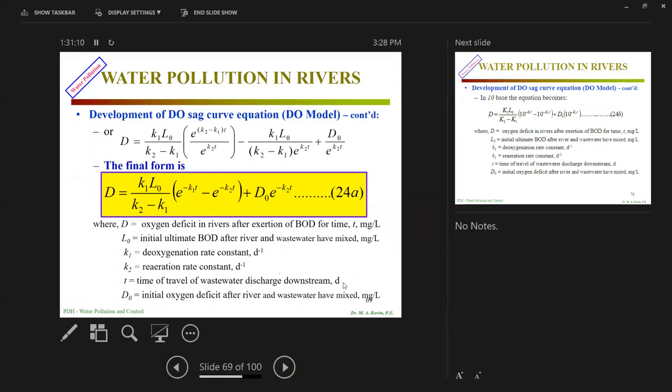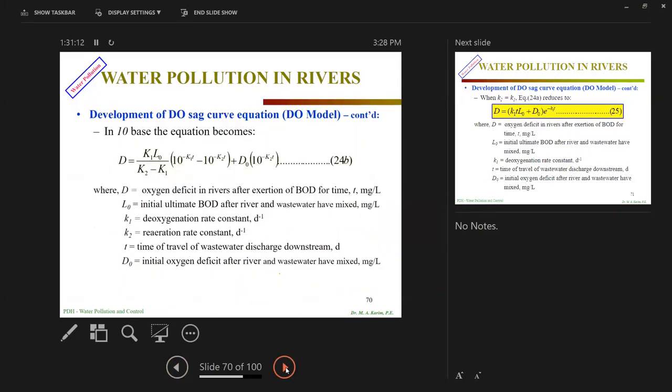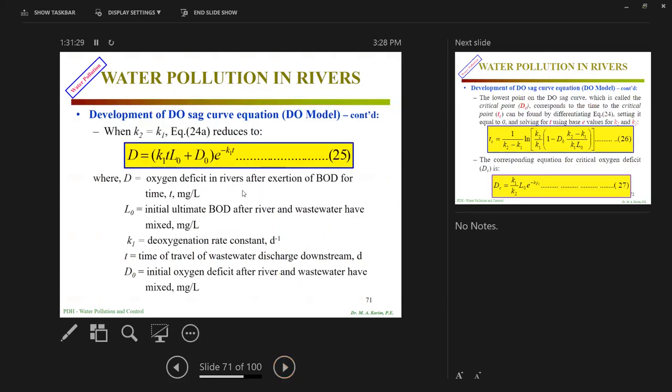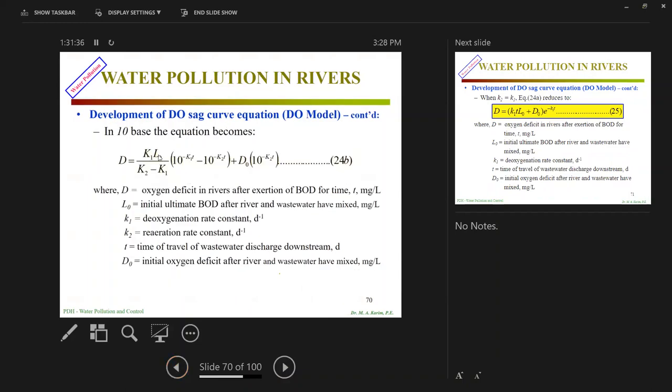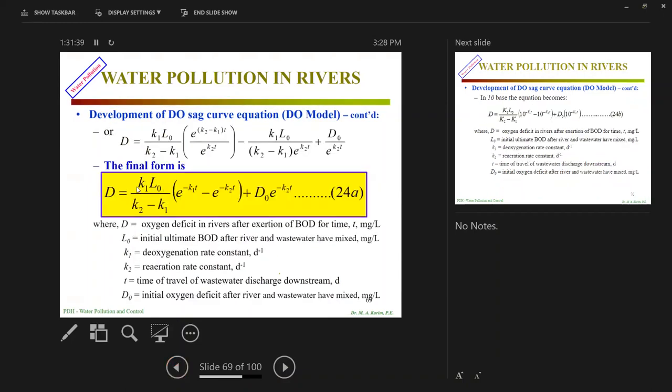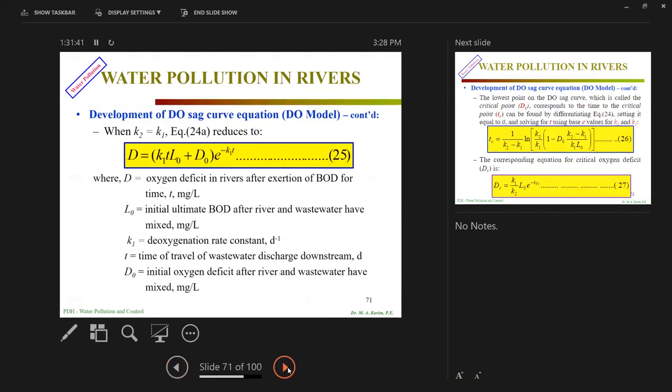Now we have to make some changes to this basic equation. Number one is the critical condition, meaning where there will be the maximum deficit and minimum oxygen available, because that condition will be very bad. If the oxygen level goes way down, there will not be much aquatic life over here. So first, if we take K1 equal to K2, then the equation becomes like that. It's not directly from here, because we did some other analysis and expansion, and then we came up with it.